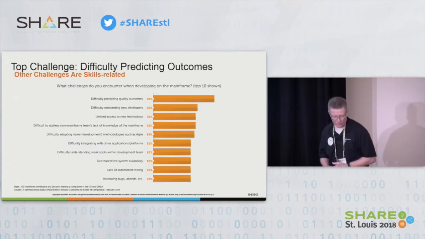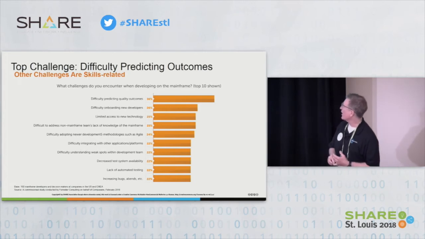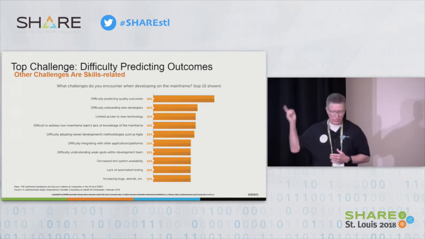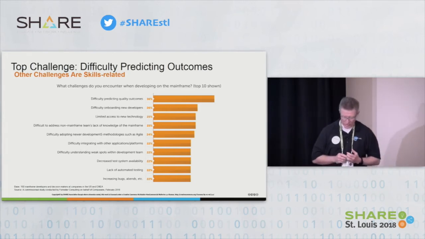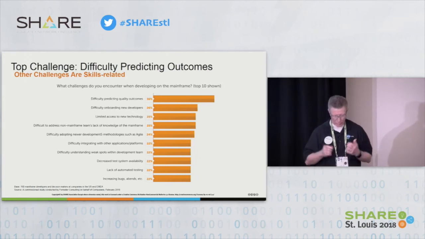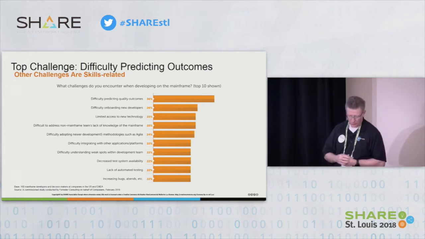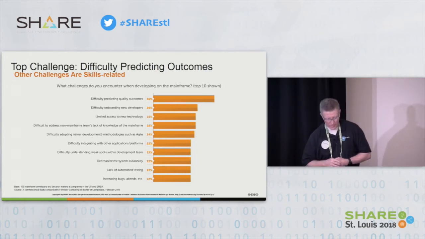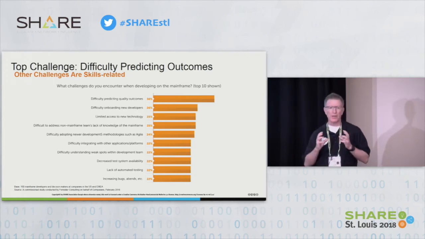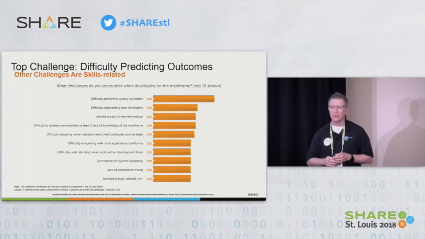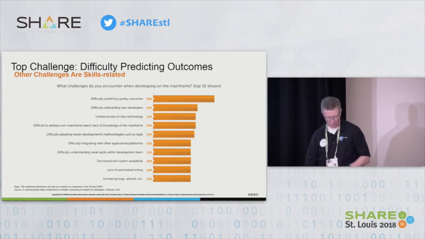And there's some other challenges. We asked people, what challenges do you encounter when developing on the mainframe? And we showed the top 10 here. But the number one challenge when developing on the mainframe is the difficulty in predicting quality outcomes. It's obviously not the only problem that people are facing, but again, I think using the right metrics and applying machine learning techniques could be the answer to some of these problems. Predicting better quality outcomes, for example.